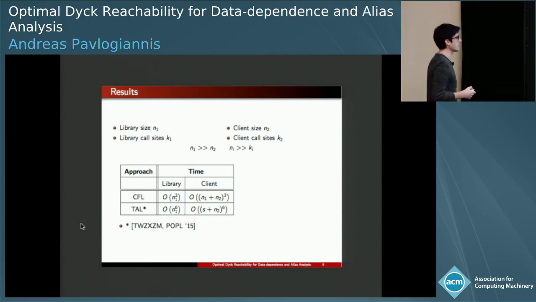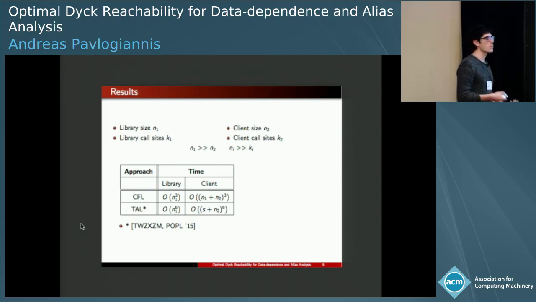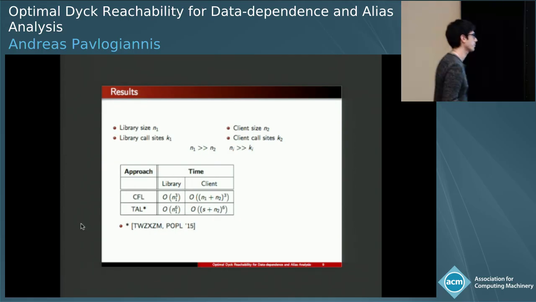Right? So as I said, one approach is to do Dyck, or what I call here a CFL reachability, on the library side. So you pay a cubic cost for this. However, the information that you compute might not be effective, so that when you plug in your client of size n2, you might have to analyze the whole graph again in the worst case.